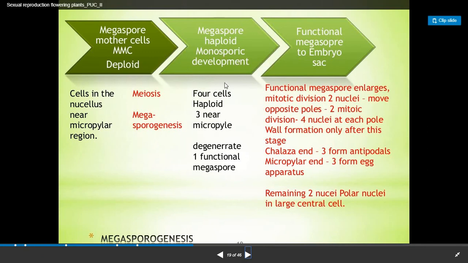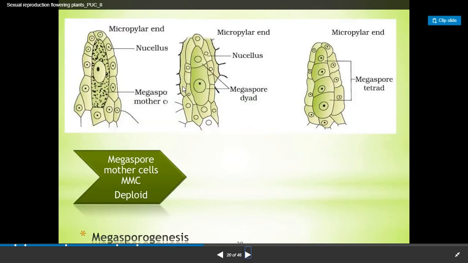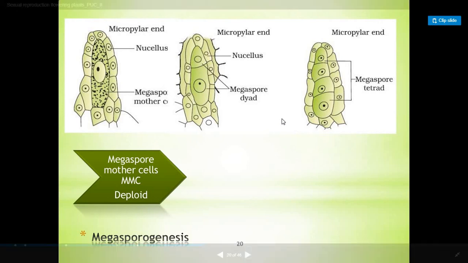Now all this we have seen, how the nuclei are arranged. You can see this is the micropylar end, and the nucellus and megaspore mother cell are there. This is again nucellus, micropylar end, and megaspore dyad. Then the tetrads are formed. Here you can see 2 cells, one is this, one is this. Again meiotic division will be there, and the 4 megaspore tetrad is formed. Out of this only one will be functional and it leads to the formation of the embryo sac.